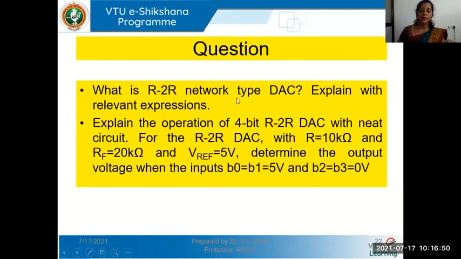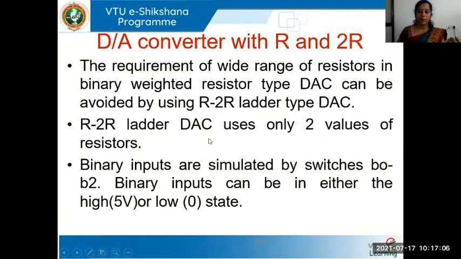So the questions which can be asked in the exam: what is an R2R network type DAC or ladder type DAC? Explain with relevant expressions, and you can get a problem based on that DAC. This is just a typical problem. You can have any problem asked. So let's move on to what is a DAC involving two resistors R and 2R.